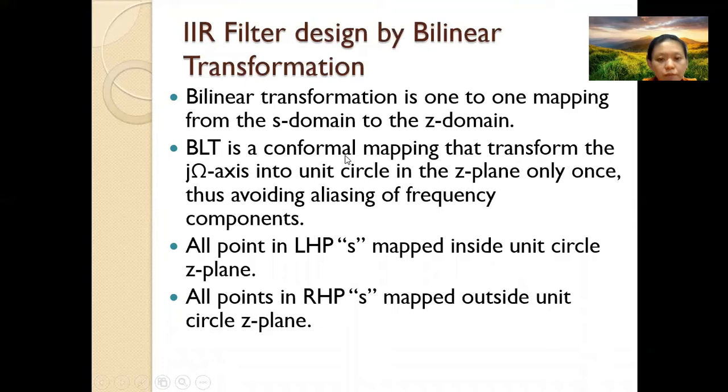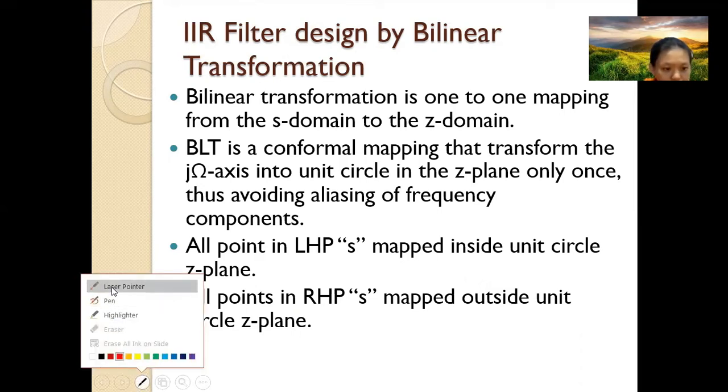BLT is a conformal mapping that transforms the j omega axis in the analog domain into the unit circle in the Z transform only once, which is in digital. Thus, it avoids the aliasing of frequency components. So all the points in the left-hand plane of S will map inside the unit circle of the Z plane, and all the points in the right-hand plane of S will map outside the circle of the Z plane.